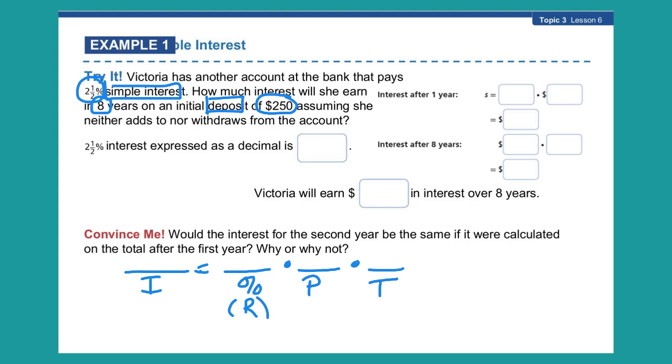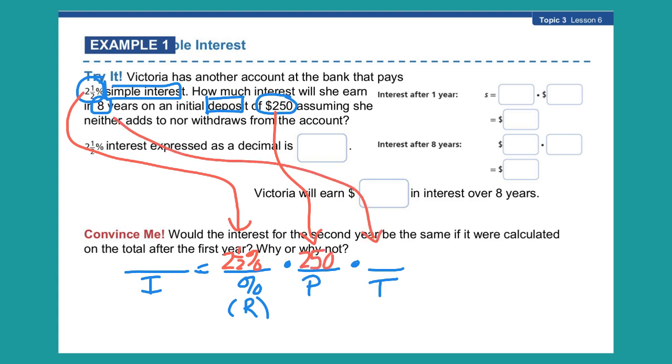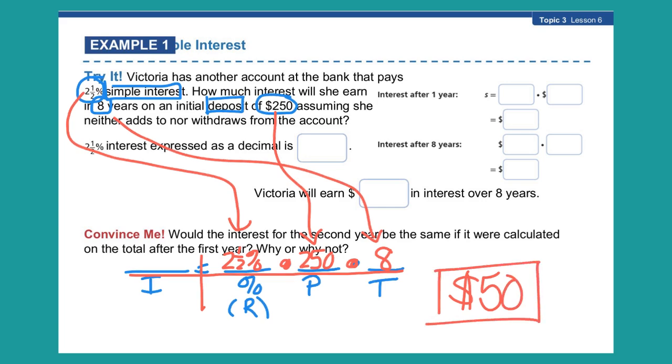All right, so let's start filling things in. 2.5%. Principal, 250. And 8 years, because all of these things are on the same side of the equal sign, I can just multiply them together. 2.5% times 250 times 8 will give us a grand total of $50 earned in interest.